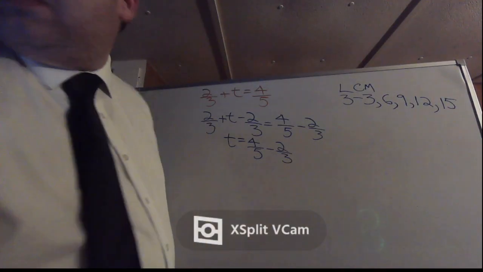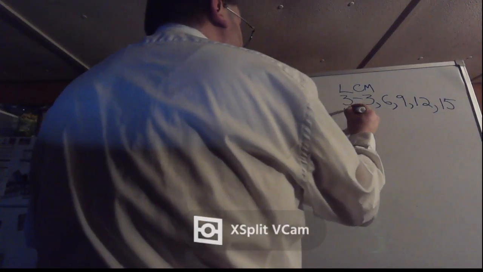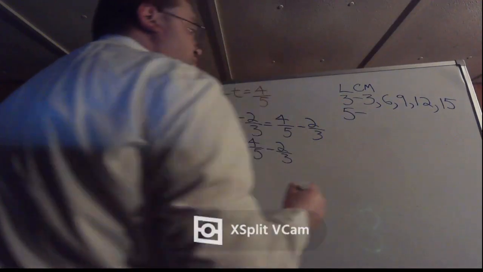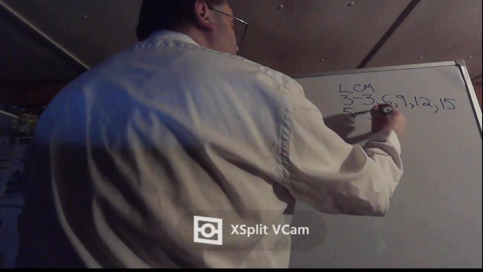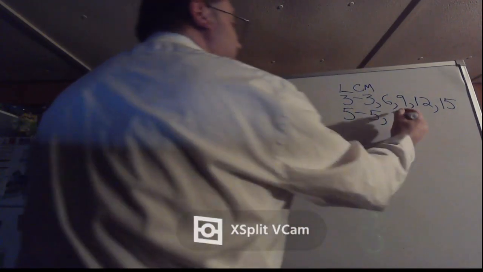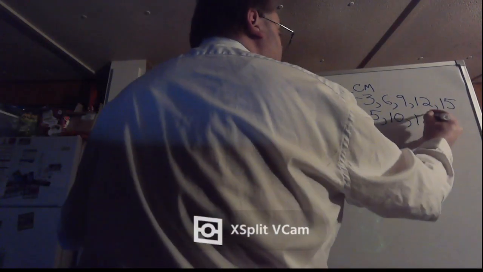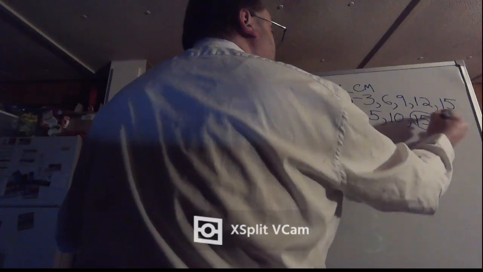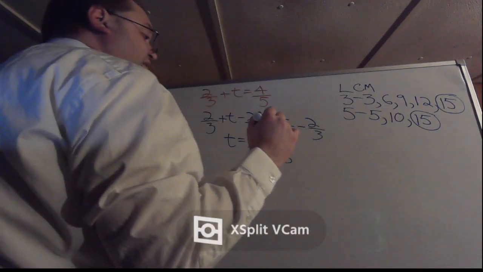Everybody see that? Okay. How about for 5? 5 times 1 is 5. 5 times 2, 10. 5 times 3, 15. Well, we could stop right there. We just found our least common multiple. The least common multiple is going to be 15.